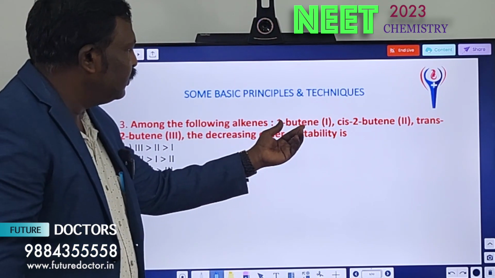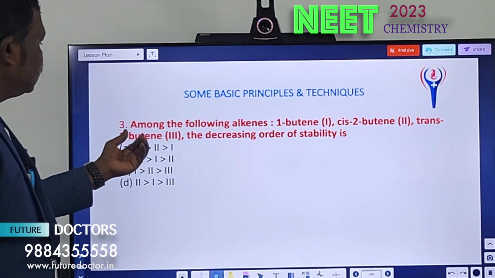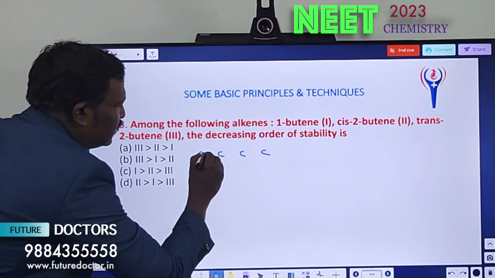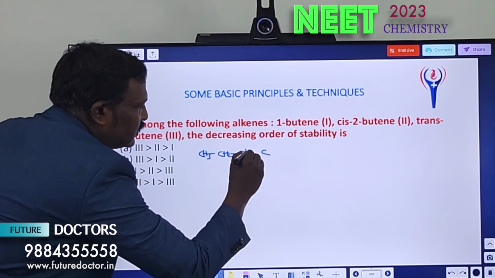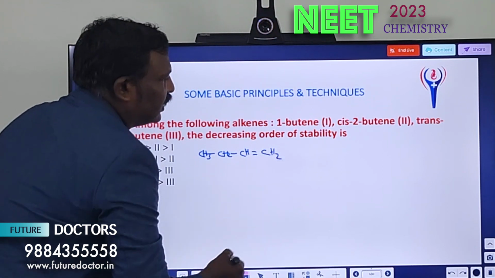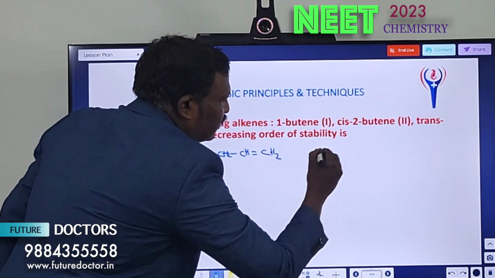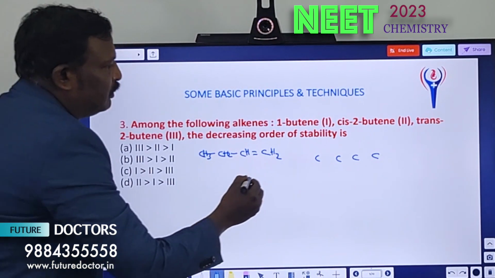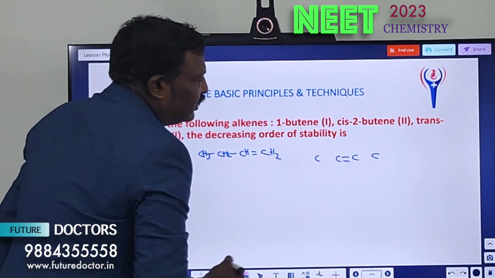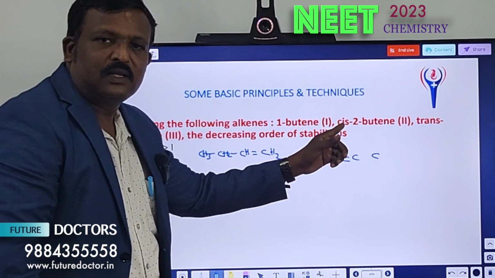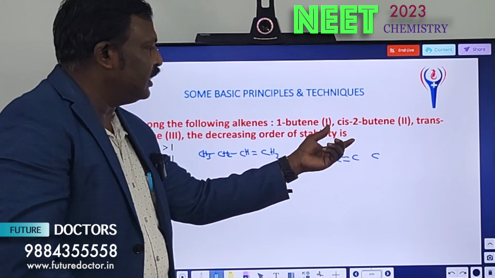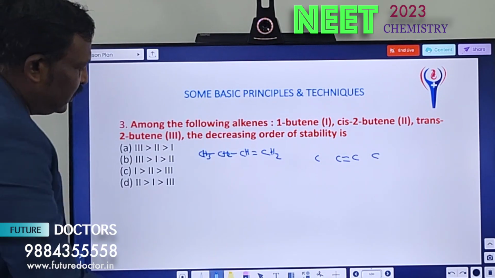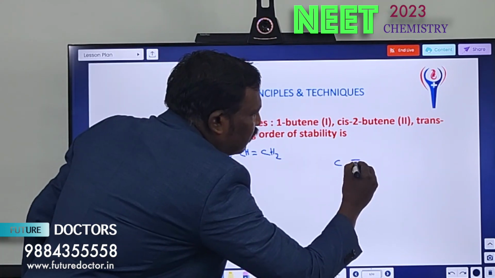Okay. Next one, this is also about stability. They are given three compounds: but-1-ene, cis-2-butene, trans-2-butene. But-1-ene means, what do we draw? CH3, single bond, CH2, CH, double bond, CH2. In 2-butene the double bond is in between carbons 2 and 3. If we want to write cis, it means similar groups are on the same side. Trans means the same group on the opposite side. That's the meaning. So first we put carbon, double bond, carbon.